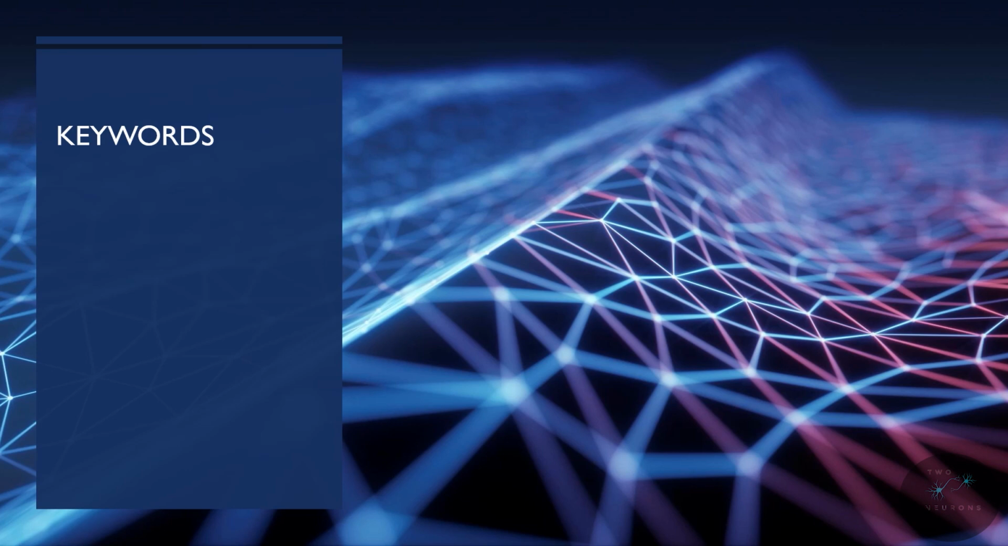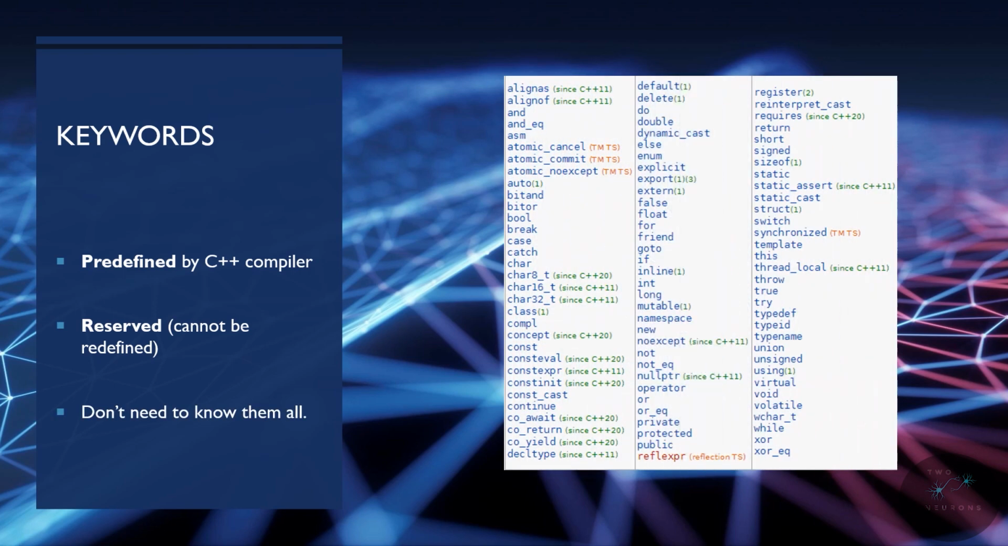So what are keywords? Keywords are those things that are already defined by the compiler in C++. Other languages use them as well. They're reserved and cannot be redefined. Now, technically, there are ways to get around that and they can be redefined, but don't worry about that right now. And here's a list of all the keywords in C++. C++ has more keywords than the typical computer programming language. However, you do not need to know all of them.